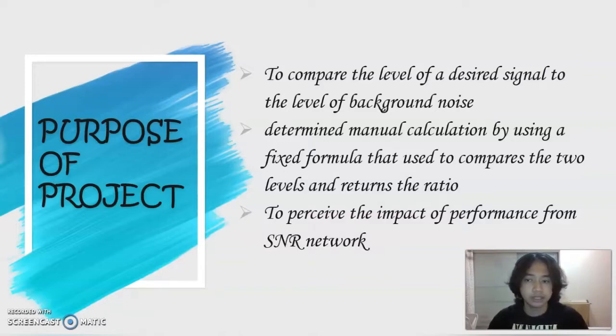So today I would like to explain about this PBL activity from the ECS project. My part is the purpose of the project and the problem statement. So firstly, to compare the level of a desired signal to the level of background noise. Second, to determine manual calculation by using a fixed formula that is used to compare the two levels and returns the ratio. Third, to perceive the impact of performance from SNR, signal to noise ratio.